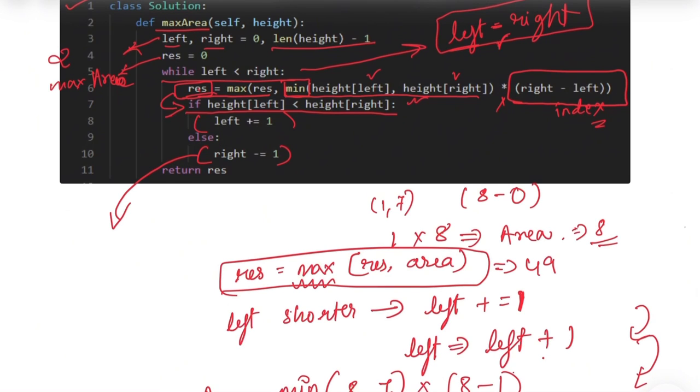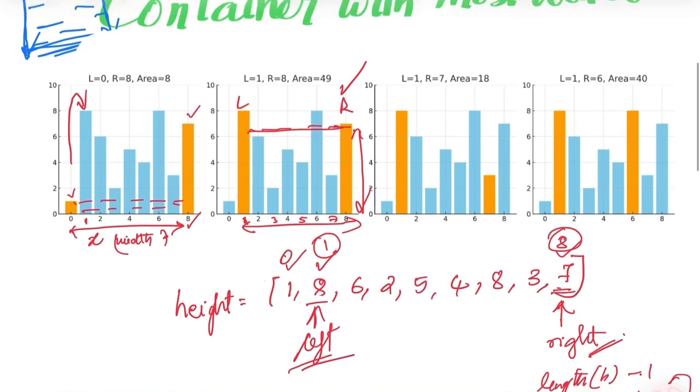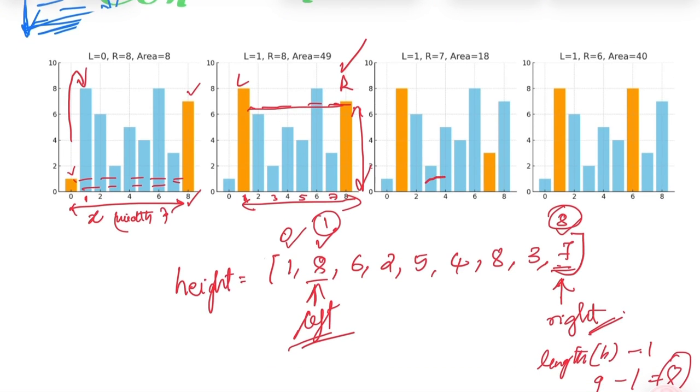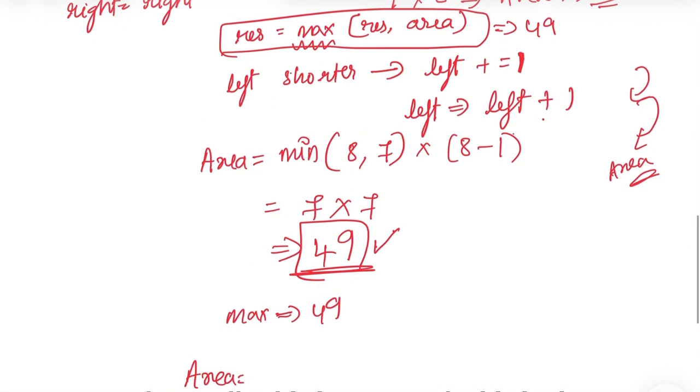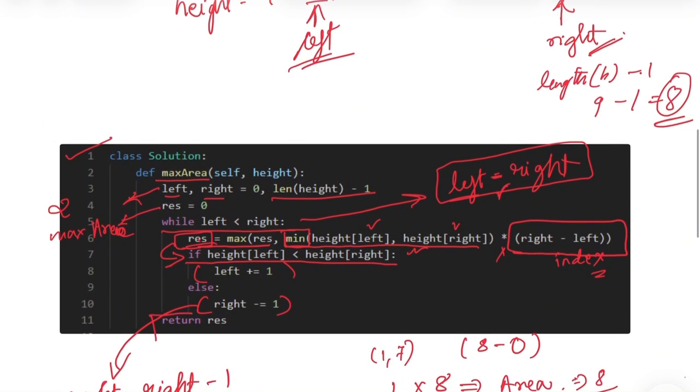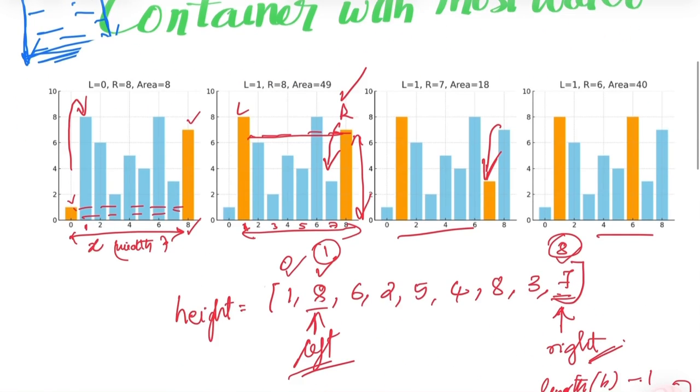If right is shorter, then we take new right equal to old right minus 1, which means right will move towards the left. This will be our new right. It goes from here to here. Then we keep calculating it, and actually this is our result. This is the maximum of it. Okay. And then we have to return the result, which is the maximum of all the results. Okay, that's it. Thank you.